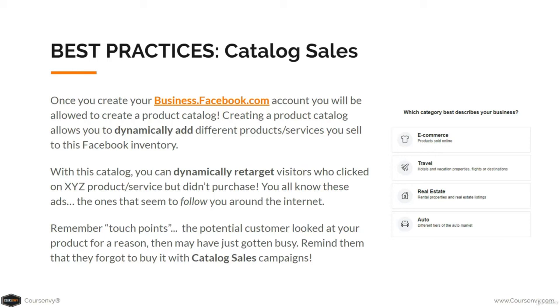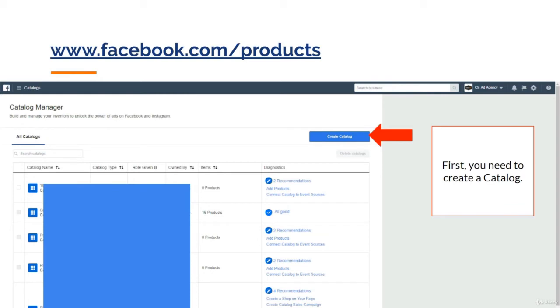Remember touch points. The potential customer looked at your product for a reason. They may have just gotten busy. Remind them that they forgot to buy it with catalog sales campaigns. So go to facebook.com/products and click that create catalog button to create your first catalog.